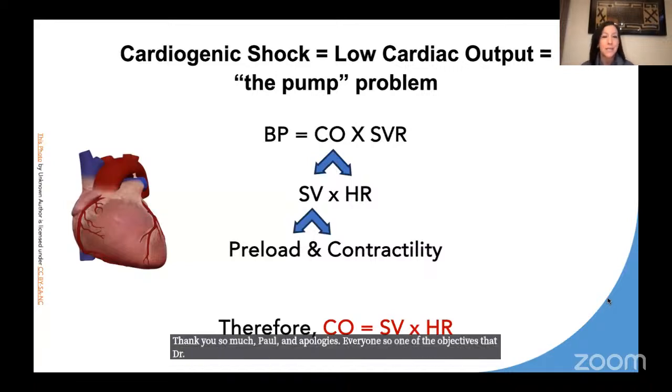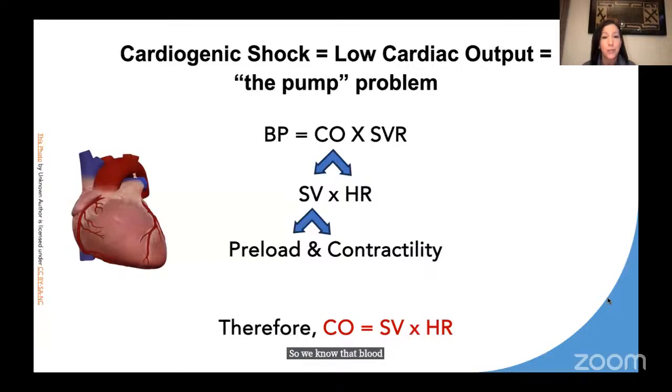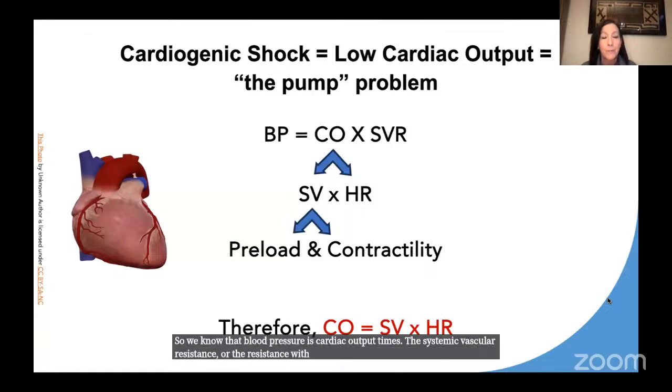So one of the objectives that Dr. Sarah mentioned is that we want to be able to recite and understand the equation for blood pressure. Blood pressure is cardiac output times the systemic vascular resistance, or the resistance within the blood vessels. Cardiac output is the amount of blood that the heart pumps within 1 minute.